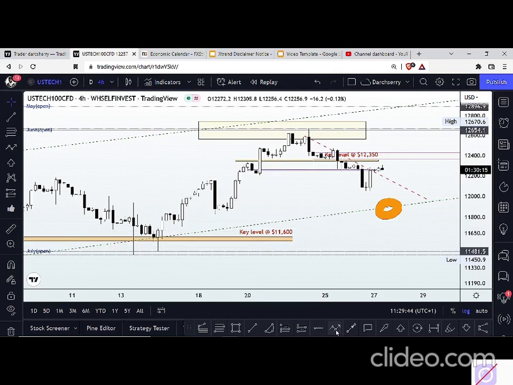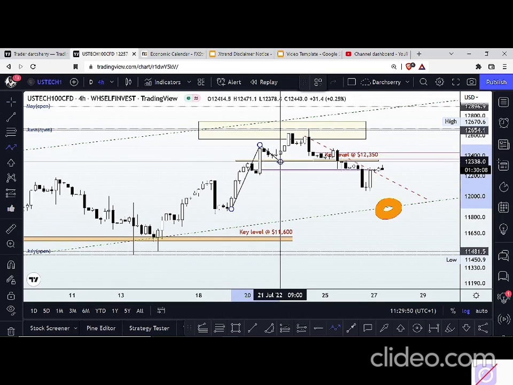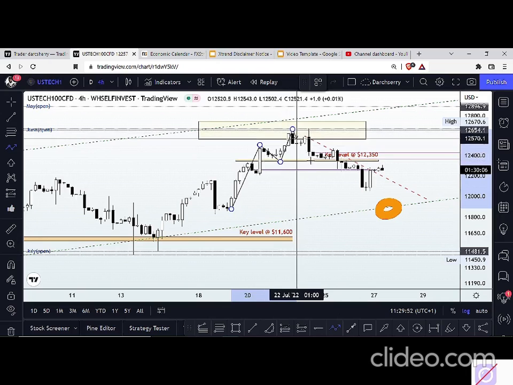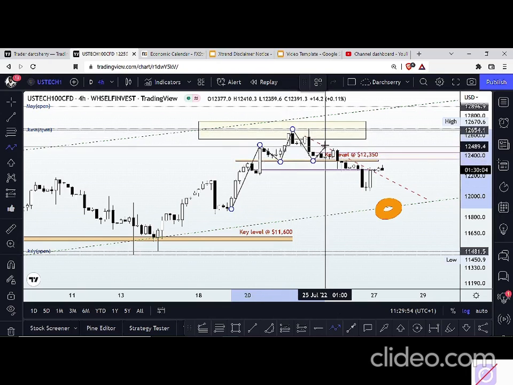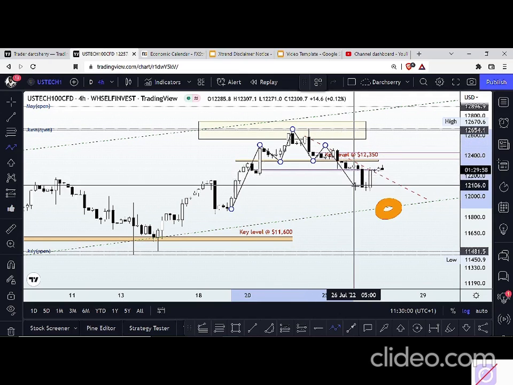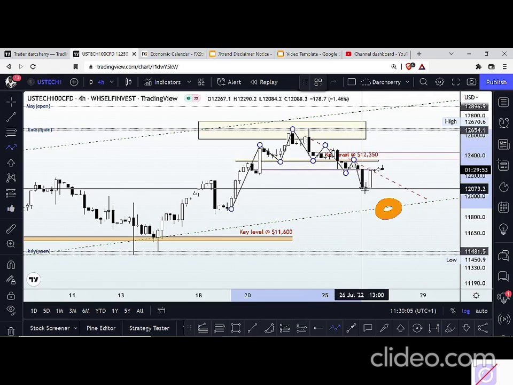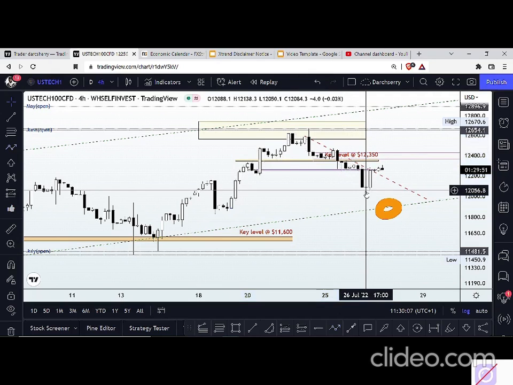Let me re-illustrate that. We had this impulsive move to the upside from here. We saw something like this, and then we saw this move. It looks like a head and shoulders pattern, which is a very strong reversal pattern. Then we saw a breakdown of that key level, and it appears price did the retest of that key level on our 1 hour time frame, and we took this move to the downside from here.